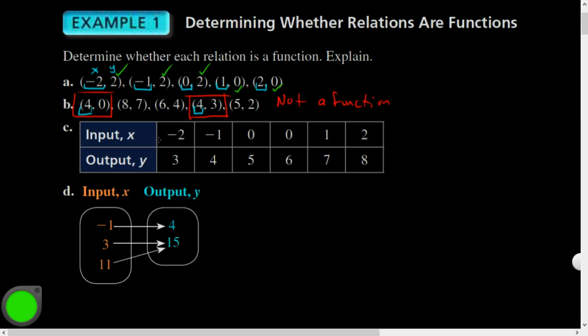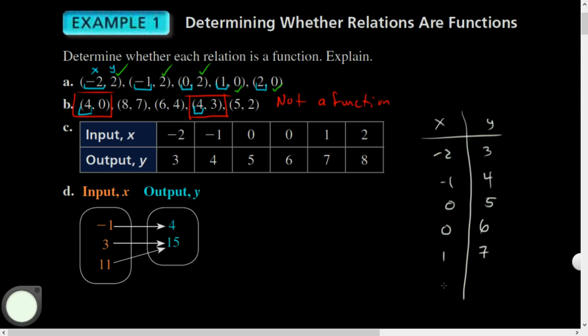This is just an input-output table. Sometimes, by the way, you'll see these tables written vertically as well. I could have written it as x and y this way, and I'd have -2, 3, and -1, 4, and 0, 5, and 0, 6, and 1, 7, and 2, 8. And at first glance for C, which I could represent, like I said, either way, function or not a function? Where does it fail to be a function?